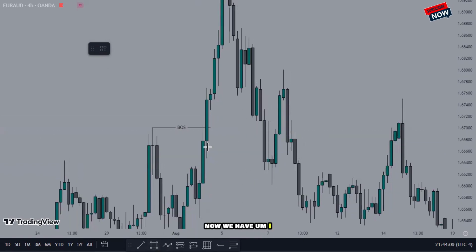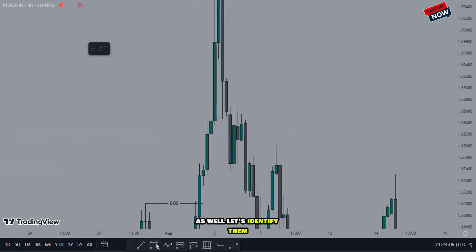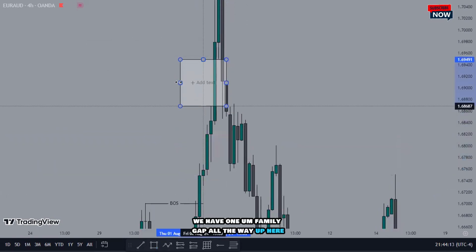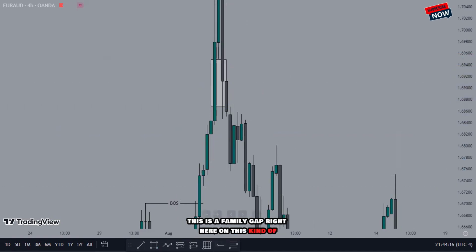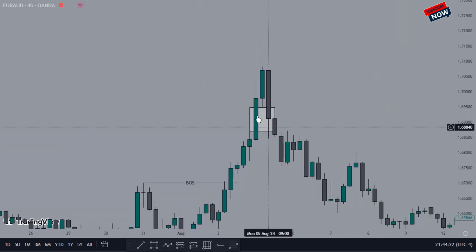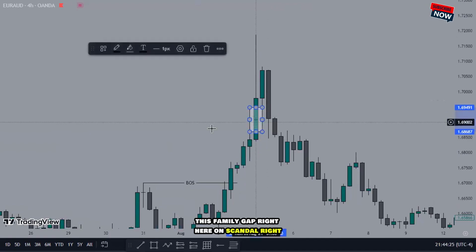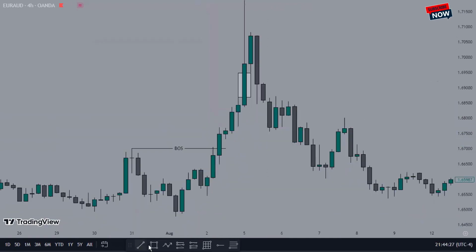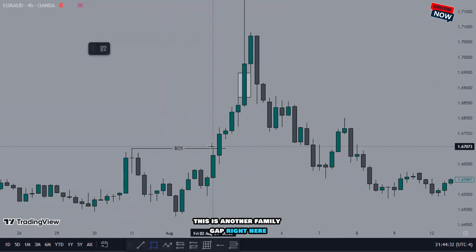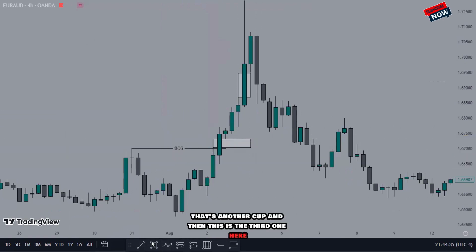Now I think we have three fair value gaps on this price leg as well. Let's identify them. We have one fair value gap all the way up here. This is a fair value gap right here on this candle. This is a fair value gap right here on this candle. This is another fair value gap right here. That's another gap, and then this is the third one here.